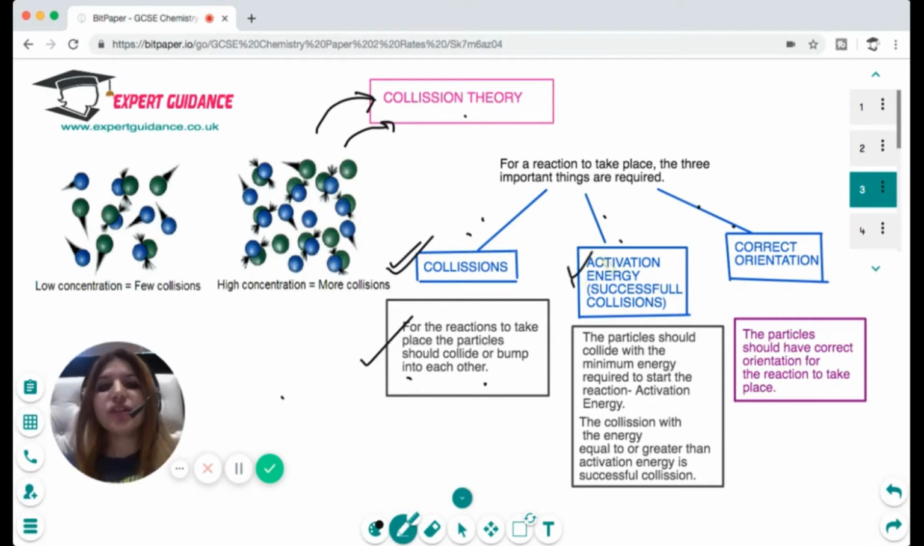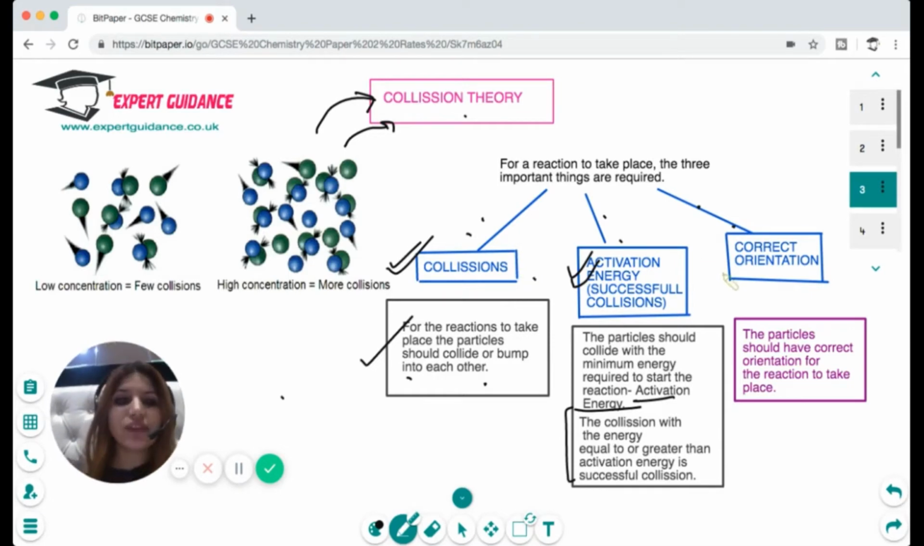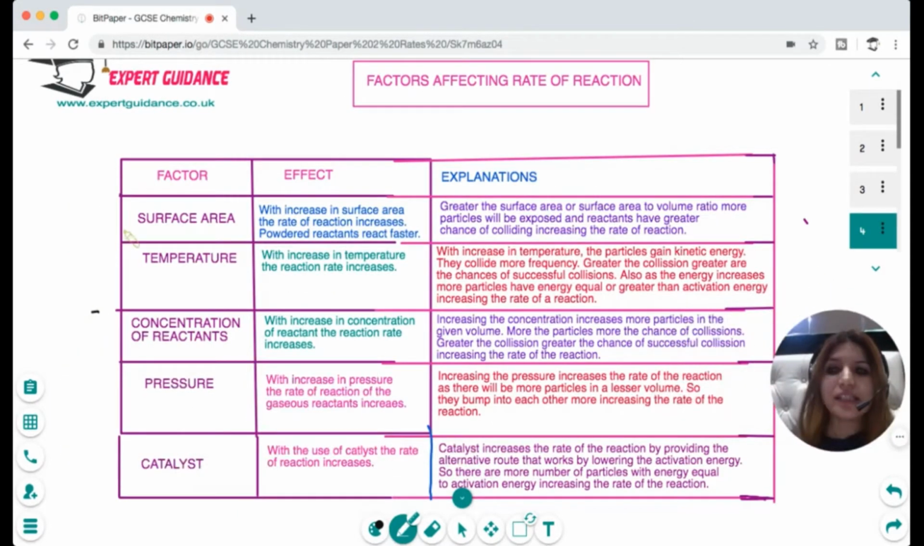All the particles should collide with the minimum energy required to start the reaction, called the activation energy. So the collisions which have energy equal to or greater than the activation energy are the successful collisions. So we first want collision, then we want successful collision with energy greater than the activation energy. And apart from collisions and the activation energy, proper orientation of the reactants is also required for the reaction to take place. So what are the factors that can now affect the rate of reaction? That are surface area, temperature, concentration of reactants, pressure, and catalyst. Now we'll answer all these effects and explanations on the basis of collision theory.